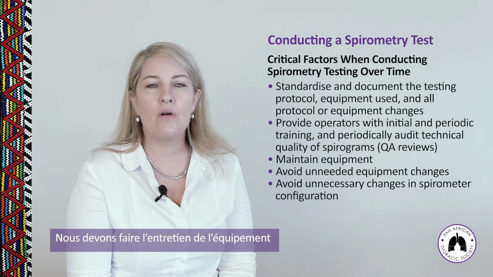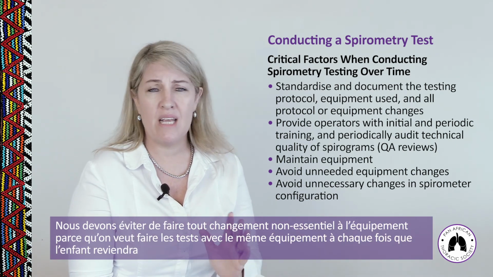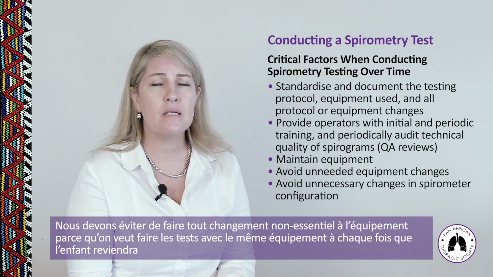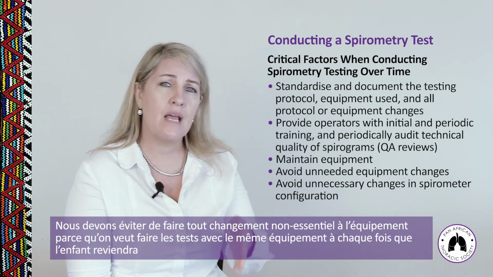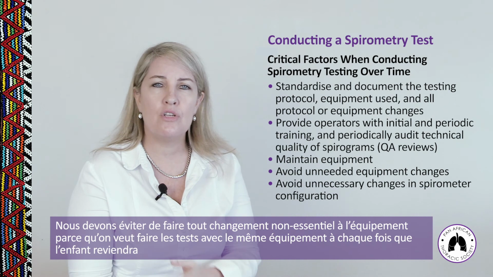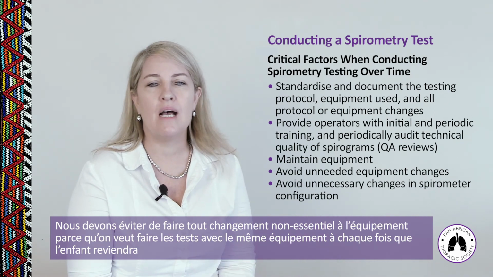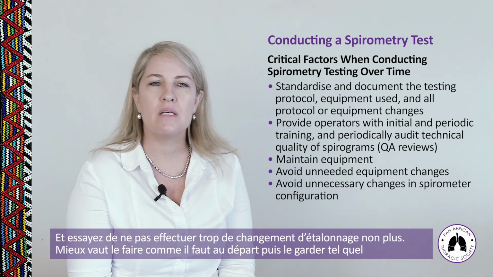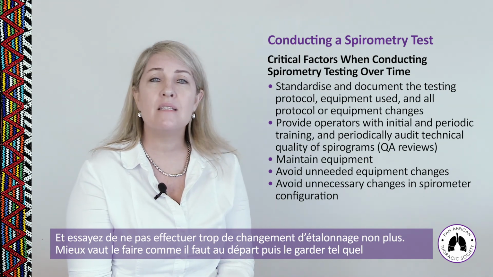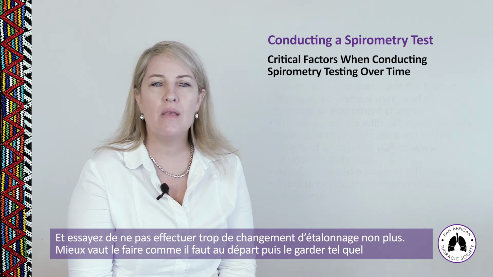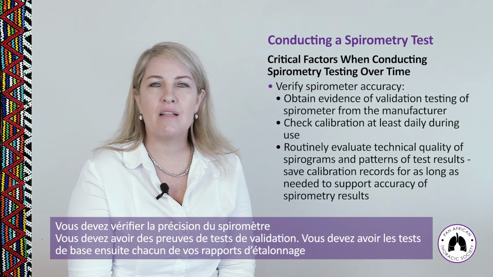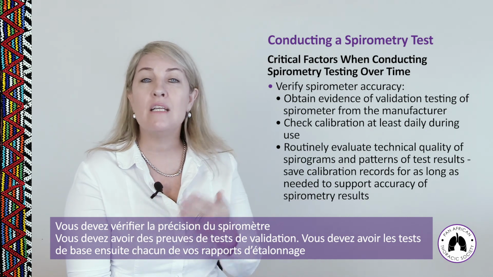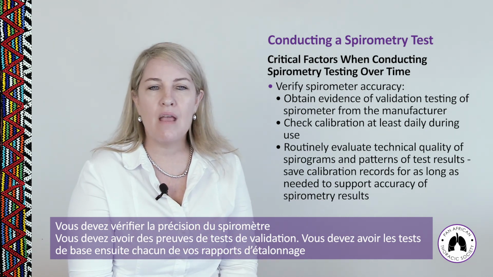We need to maintain our equipment, and preferably avoid any unnecessary changes in equipment, because you want to test your child on the same equipment each time they come so that you've got consistency over time. Try not to make too many configuration changes on the spirometer. Rather set it up well in the first place and then keep it the same as you go along. You need to make sure that you have verified the spirometer accuracy, so you need evidence of the validation testing: a baseline calibration, and then each of your calibration reports thereafter.